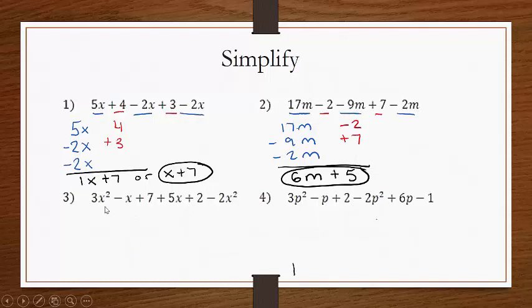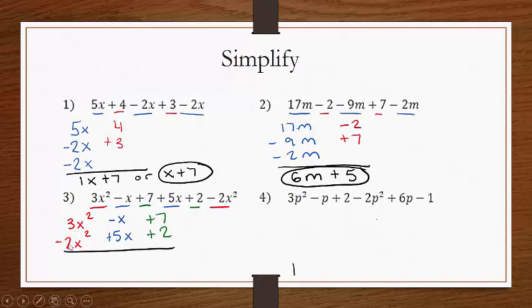Now, number 3, they're trying to trick you because it looks like, oh, this guy has an x and so does this. The thing is, though, this has an x squared and this does not. So these guys are not like terms because their exponents are different. So we'll go ahead and underline all of our x squared terms and stack those up. Then we'll underline our x terms and stack those up. Then we'll underline our 7 and our 2 and stack those up.